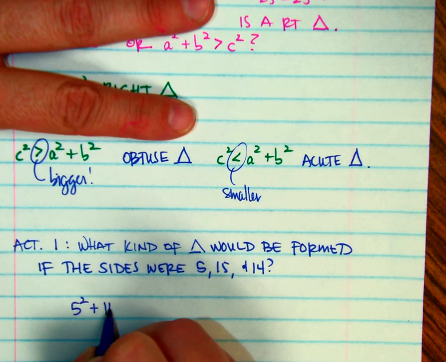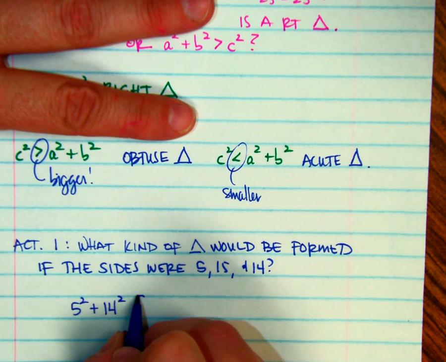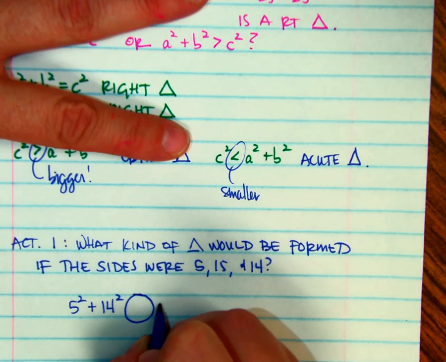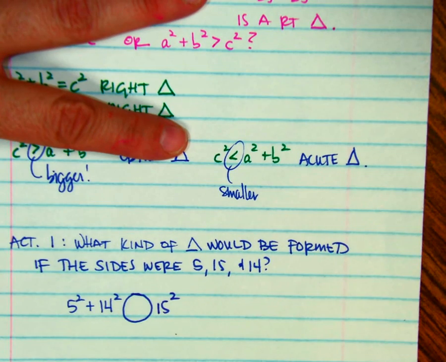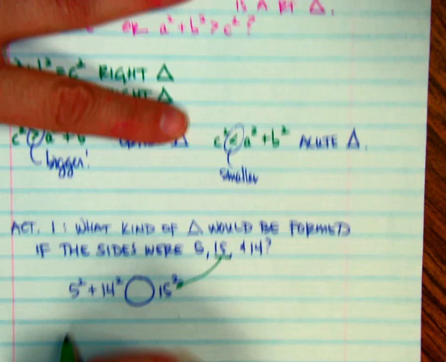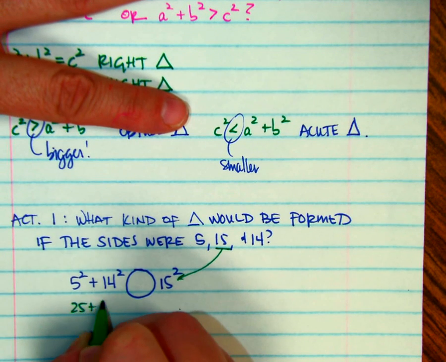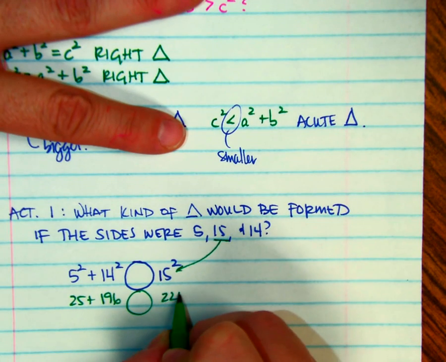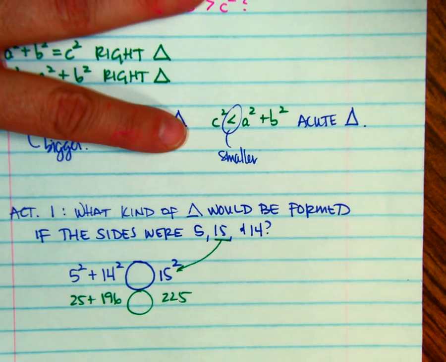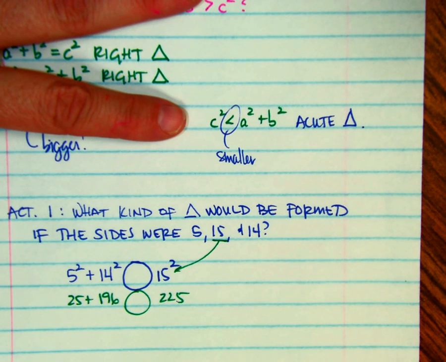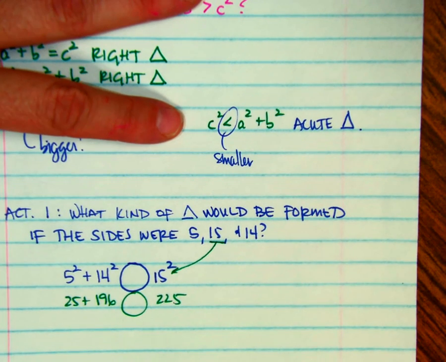5 squared plus 14 squared, I don't know what the relationship is going to be, so I'm going to put a big fat circle there. It equals 15 squared. Again, I'm putting the longest as the hypotenuse. So I have 25 plus 196, comparing that to 225. And grabbing my handy dandy calculator, 196 plus 25 gives me 221.